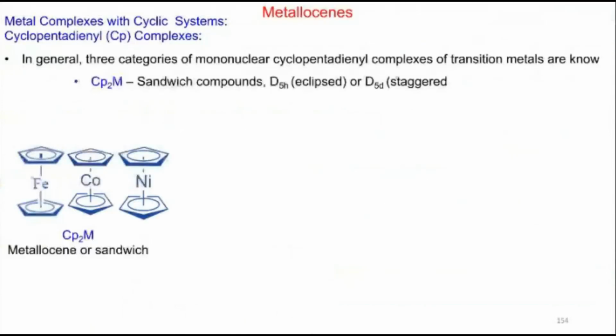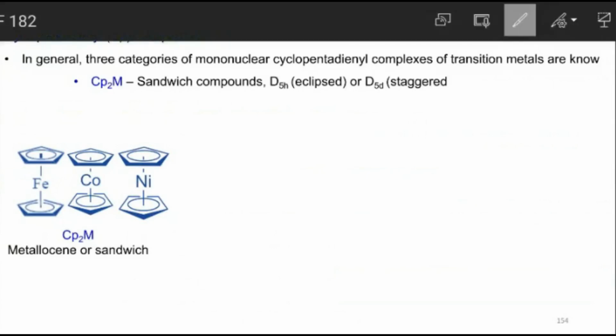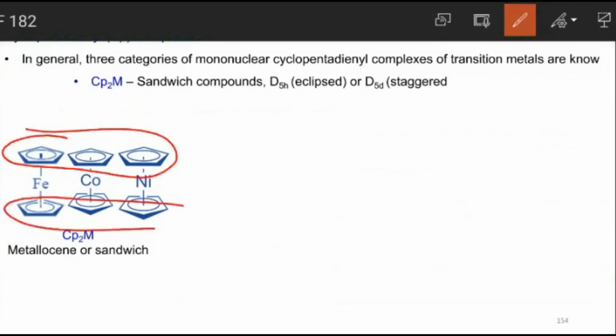So using the cyclopentadiene ligand, three different kinds of complexes can be formed. One is the CP2M, what we talk about as the metallocene compound, where the metallocene is a sandwich compound. You can see the cyclopentadienyl group acting as bread. Or sandwich மேலையும் கீழையும் bread இருக்கும், stuffing like that. On the top and bottom you have the cyclopentadienyl, and in between you have a metal. Therefore it is called a sandwich compound. This is one type.